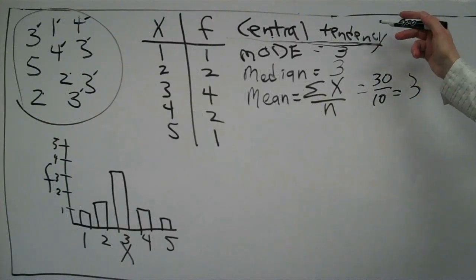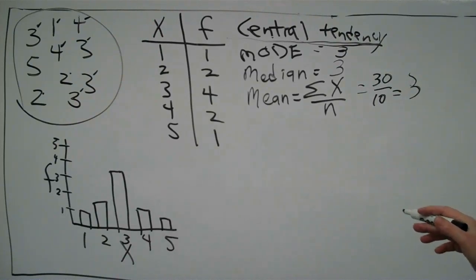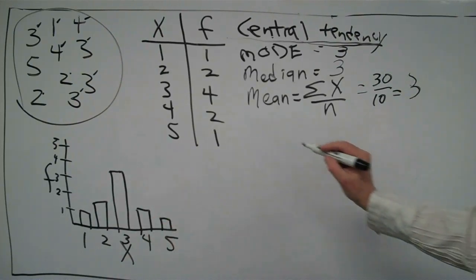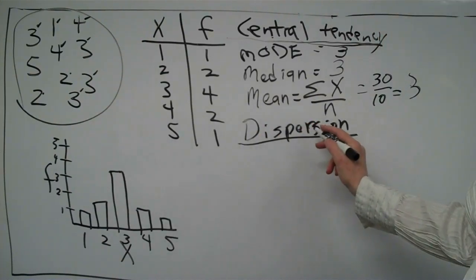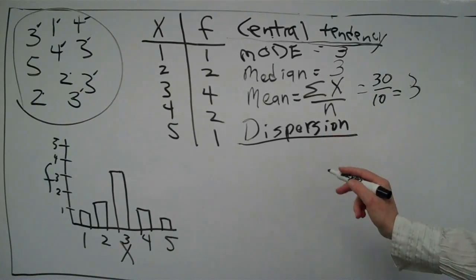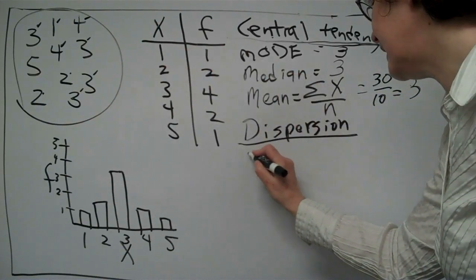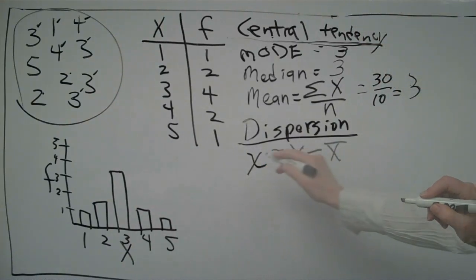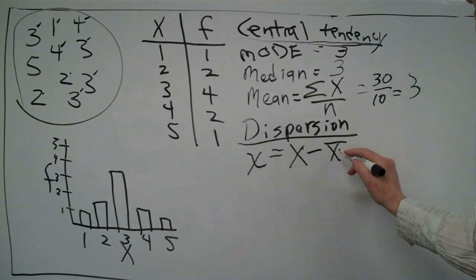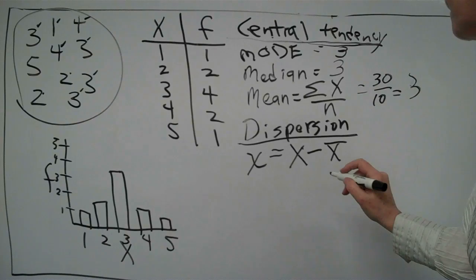In addition to knowing the central tendency of the data, what's the middle, we also like to know how spread out the data are. And you can look at the frequency histogram and get an idea, but we'd like a number for it. So we calculate what is called dispersion. In order to calculate the dispersion, we need to know how far each score is away from the mean. We call that the deviation score. The deviation score is the raw score minus the mean, which we're calling x bar.